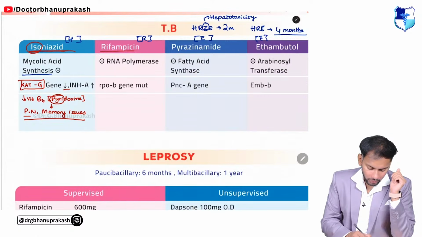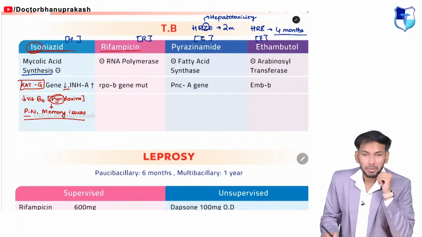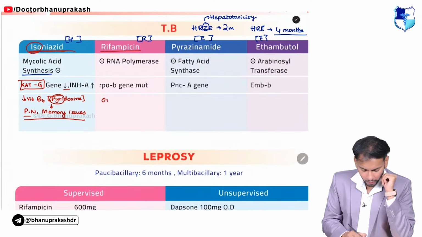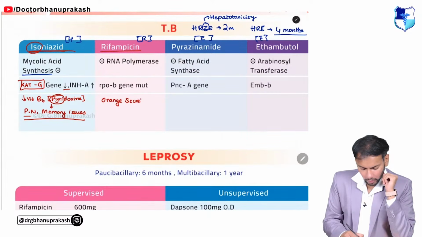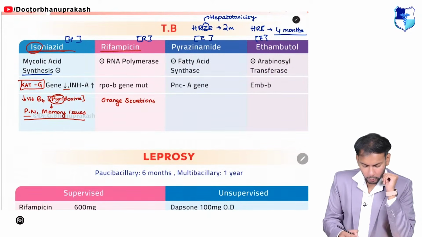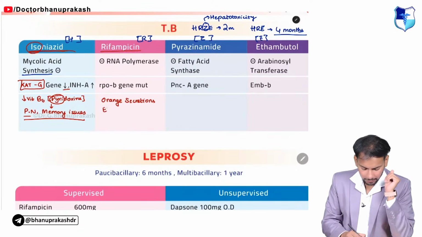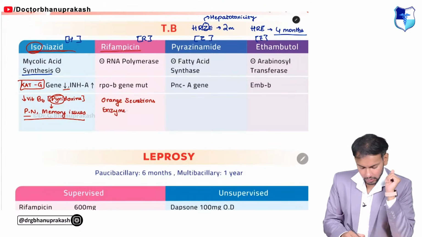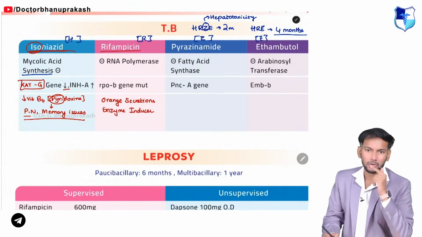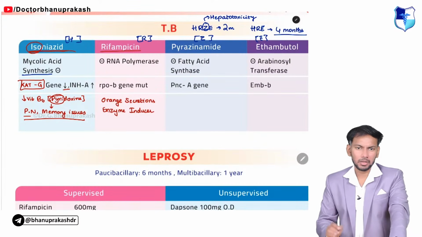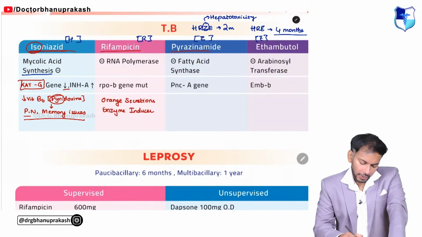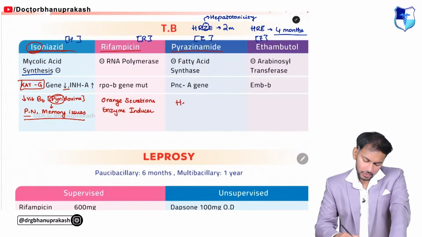Now, coming to rifampicin. Rifampicin, remember the secretions. It will cause orange secretions. Yes, there will be orange tears, orange urine. Yes, all of these are seen with rifampicin. It is also an enzyme inducer. If it is an enzyme inducer, what will it do? It will cause a drug failure. That is what we have studied in general pharmacology. Yes. Now, coming to pyrazinamide, I have already told you it is hepatotoxic.